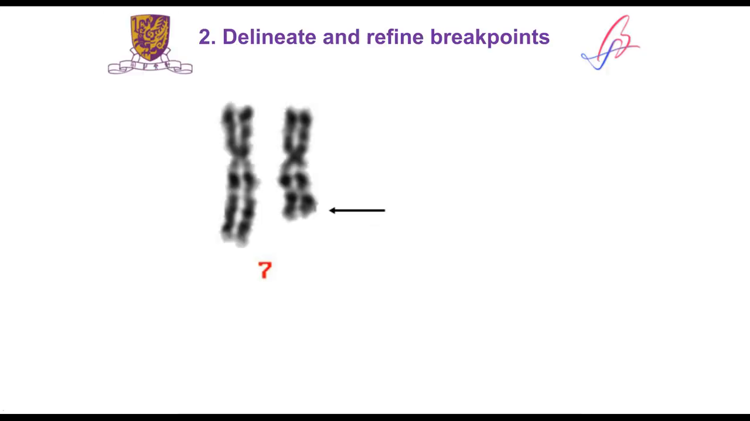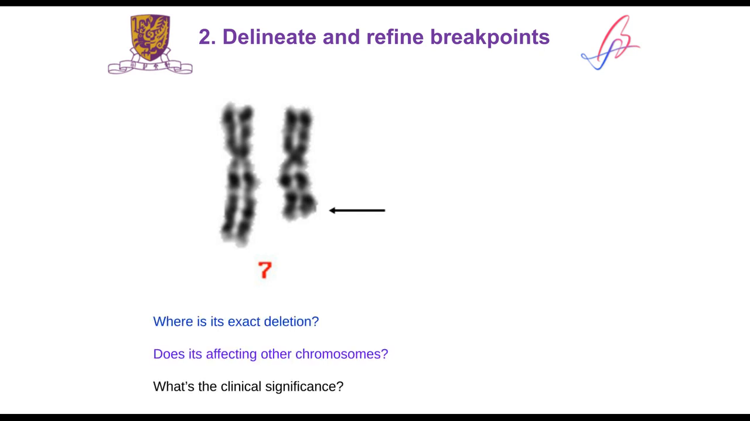The second reason for the need for microarray is that it's not uncommon that we receive a cytogenetic report that shows this chromosome 7, where the right-hand side one is shorter than the left-hand side, right? And we suspect there may be loss of some of the genetic content of this region. So we want to know where this exact deletion is, and also whether it affects other chromosomes. And if we know the gene content of this region, we are also able to help the clinical geneticist and the genetic counseling regarding the clinical significance of this.